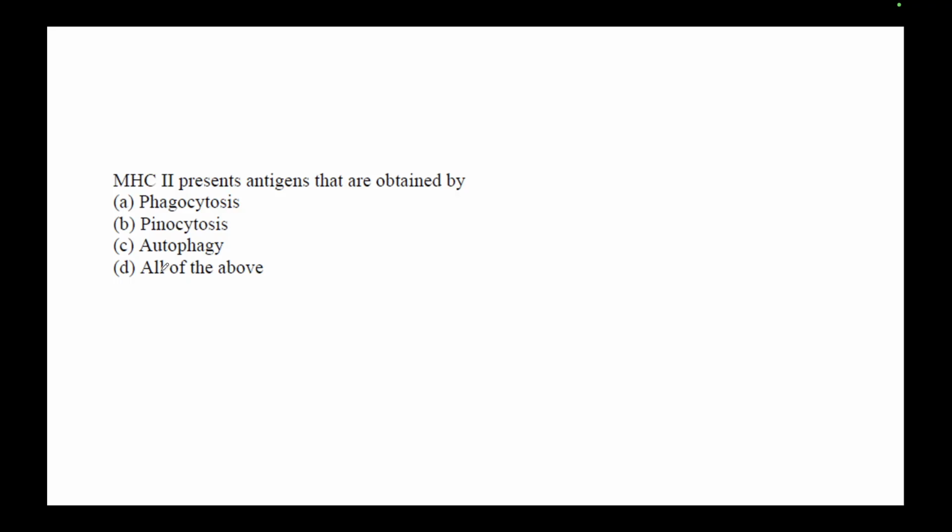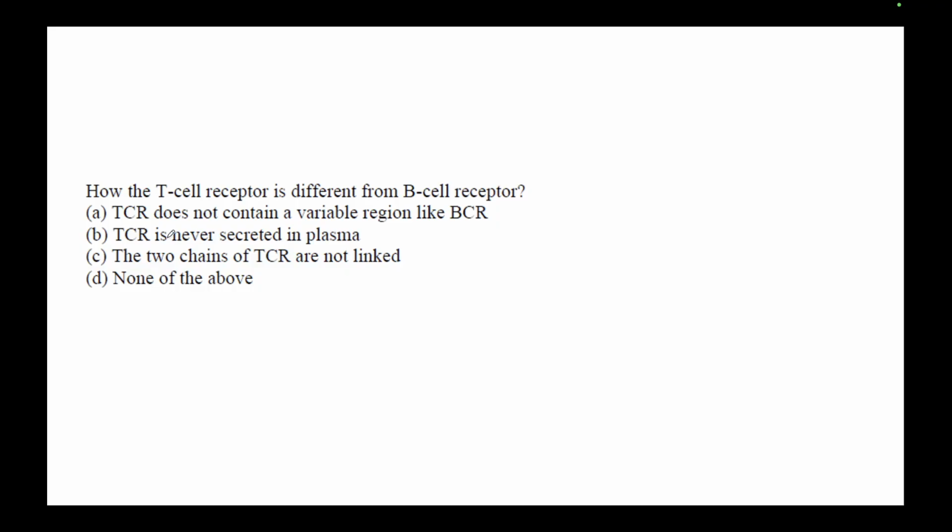Okay, so MHC class 2 presents antigens that are obtained by, we know MHC class 2 presents extracellular antigens, so which process? All of them. Yes, it engulfs the antigen with all these three processes. So how is the T cell receptor different from the B cell receptor? The T cell TCR does not contain a variable region like BCR. Is it true?